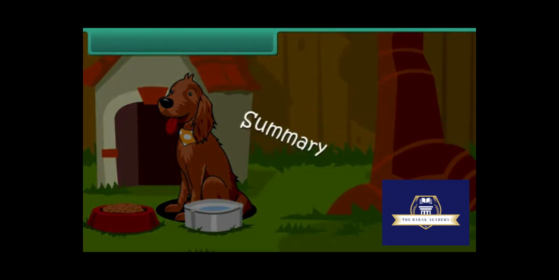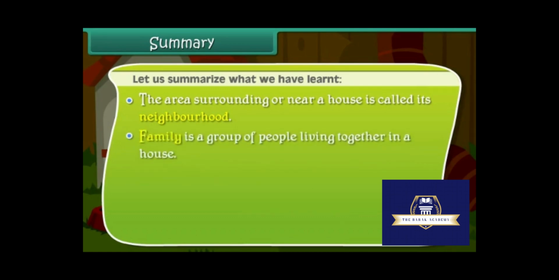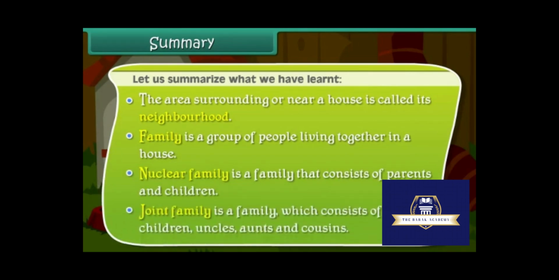Summary. Let us summarize what we have learned. The area surrounding or near a house is called its neighborhood. Family is a group of people living together in a house. Nuclear family is a family that consists of parents and children. Joint family is a family which consists of parents, children, uncles, aunts, and cousins.